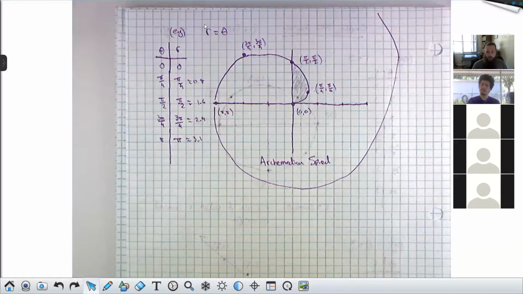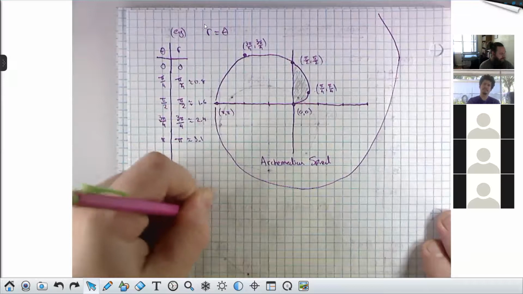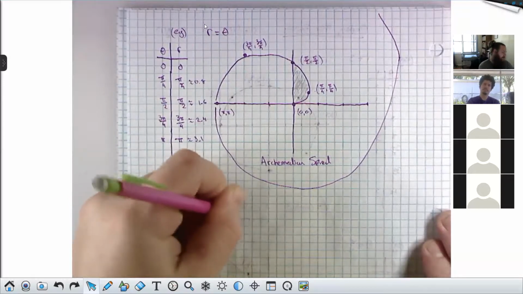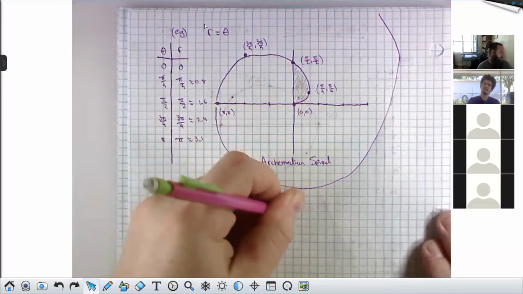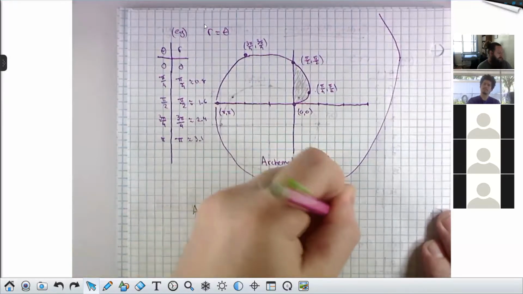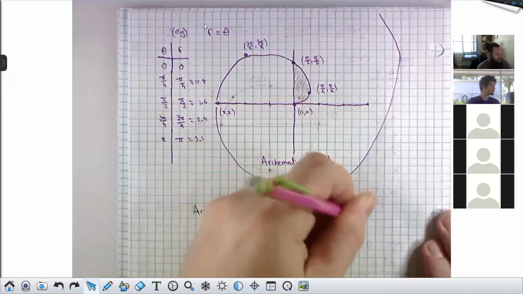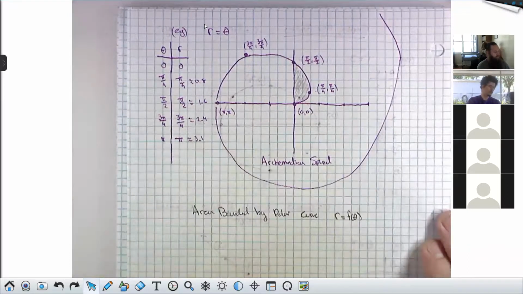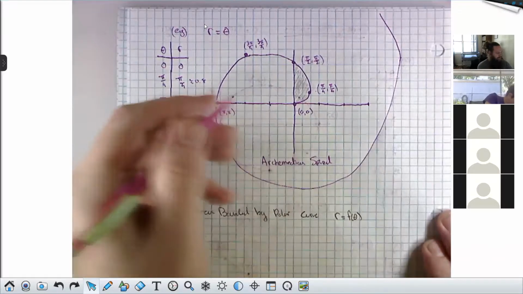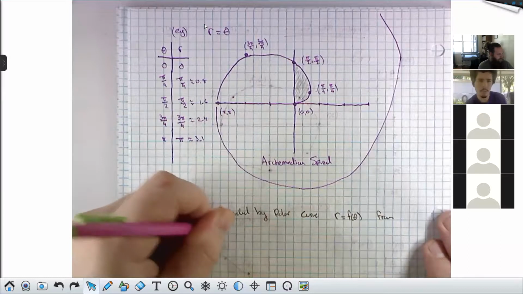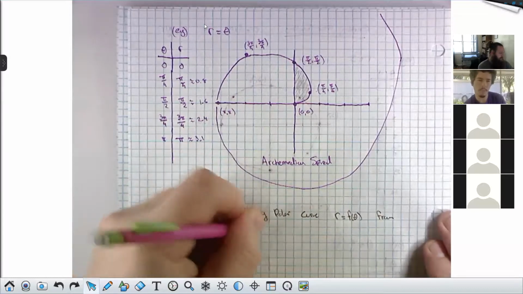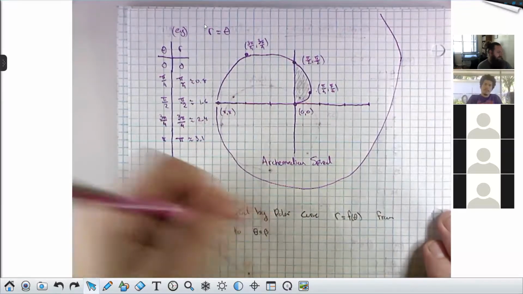And for those who remember how to graph from trigonometry, I can give you the recipe for these areas. So the area bounded by the polar curve r equals f of theta from theta equals alpha to theta equals beta.